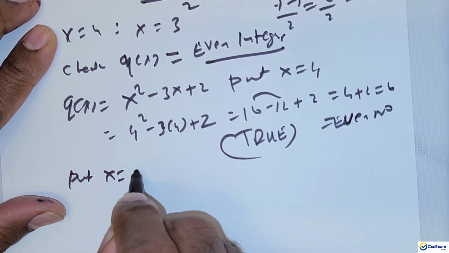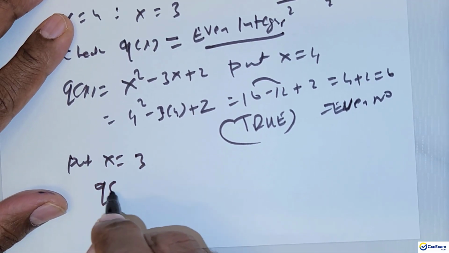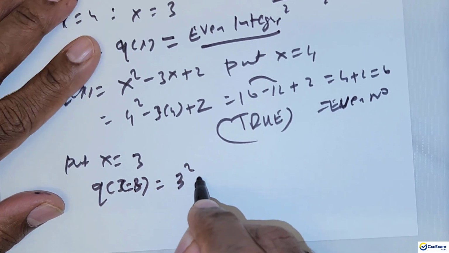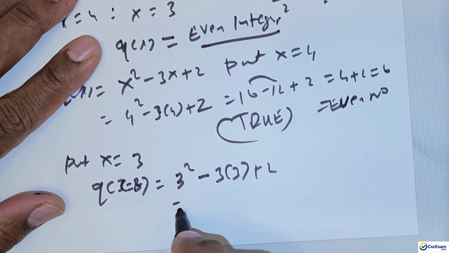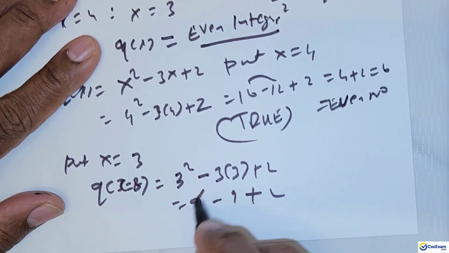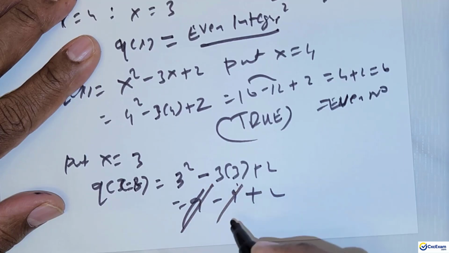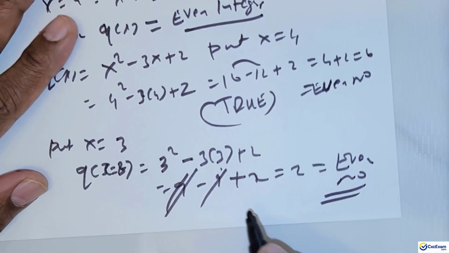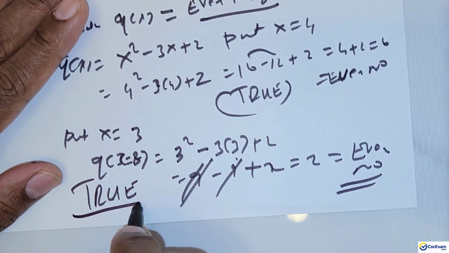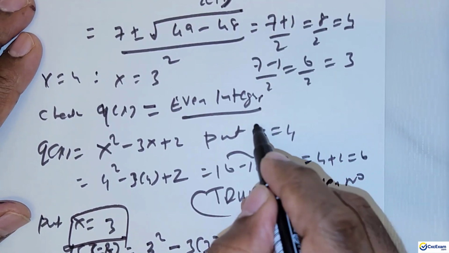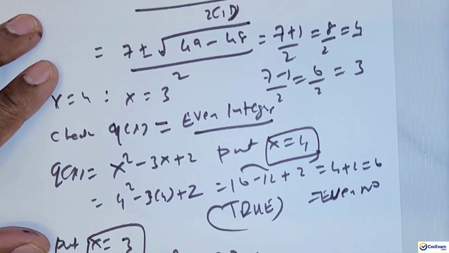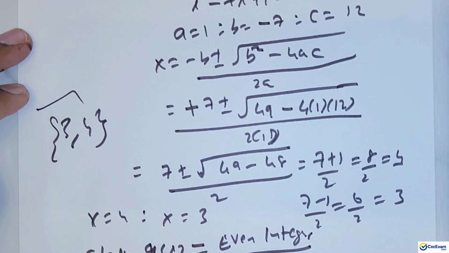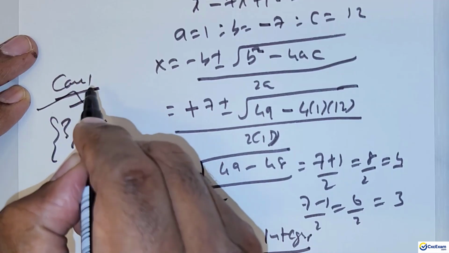Now you put x is equal to 3. What do you get? Q of x at 3 is going to be 3 squared minus 3 times 3 plus 2. 3 squared is 9. 3 3s are 9, plus 2. Positive 9 and negative 9 go off, giving us 2, which is again an even number. So this check is also true. So x is equal to 3 is a solution for us. X is equal to 4 is a solution for us. So 3, 4 is valid for case 1. Okay, so case 1 has produced us this.